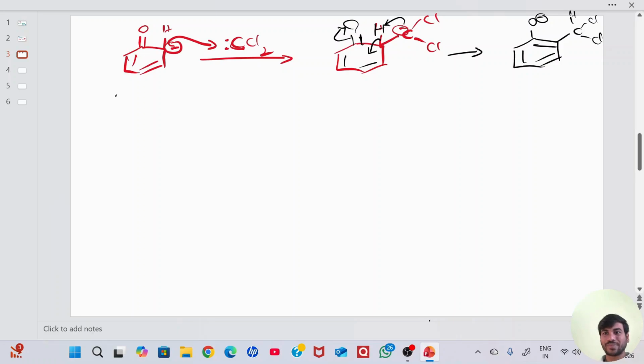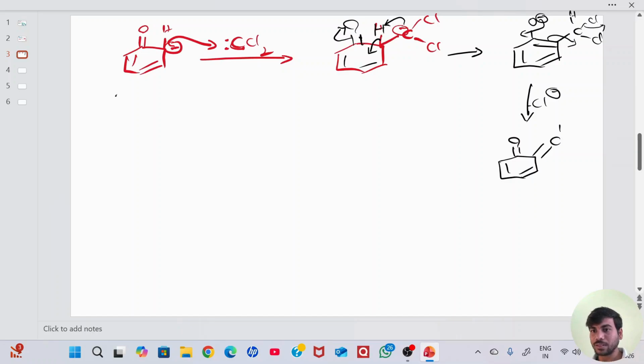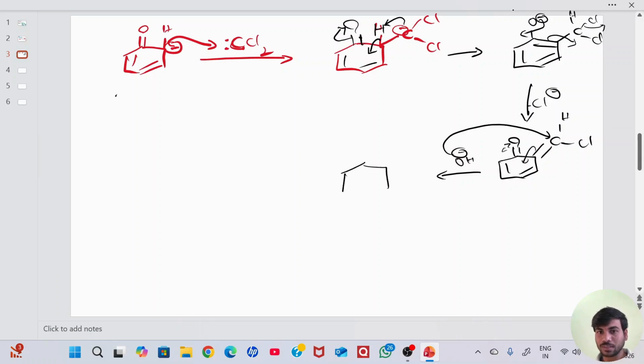CHCl2 center. Okay, this negative charge again moves into the ring, and this bond shifts over here, and one of the chlorine centers is eliminated as a chloride ion again, and you will get a double bond over here, and this is CHCl. This molecule is now again attacked by a hydroxide ion, and this bond shifts back again. You will get a double bond.